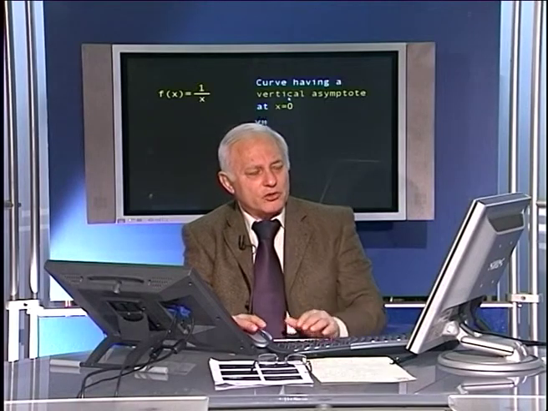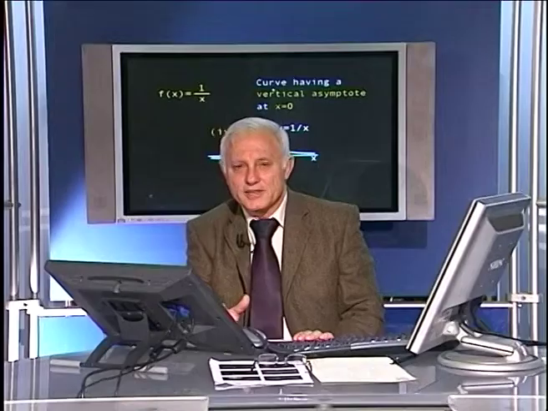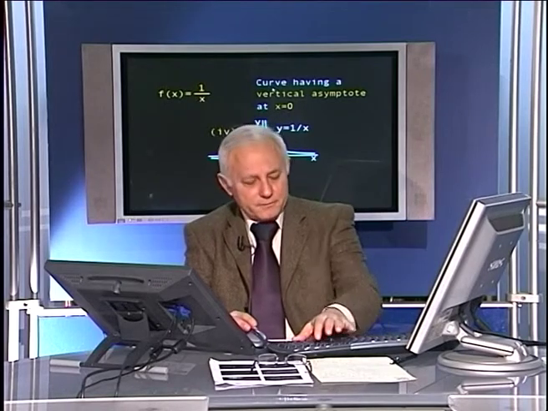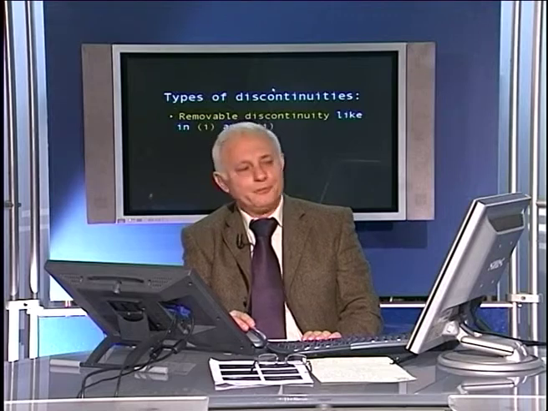Now, the fourth type of discontinuity is like this one, for example, 1 over x or 1 over x squared, etc. This has a vertical asymptote at x equal to 0. It was going smoothly continuous, and then it stopped. And then again, it went continuous, so it stopped at the point x equal to 0. So the point 0 is a point at which 1 over x is not continuous. Now, these are the four types of discontinuities that we have.